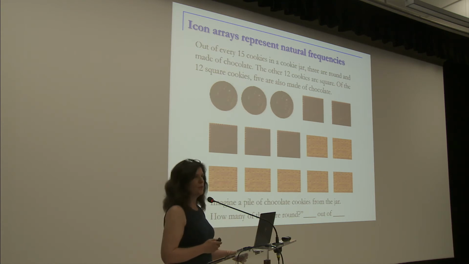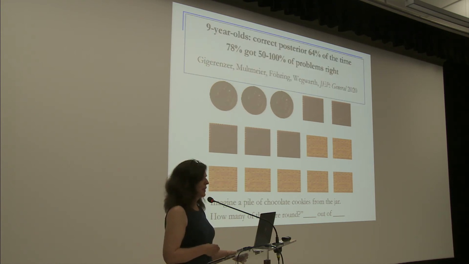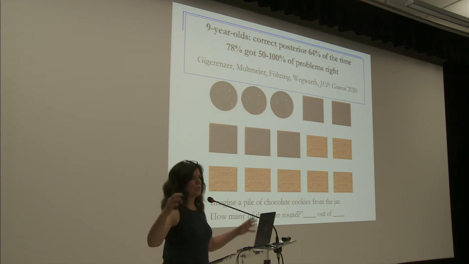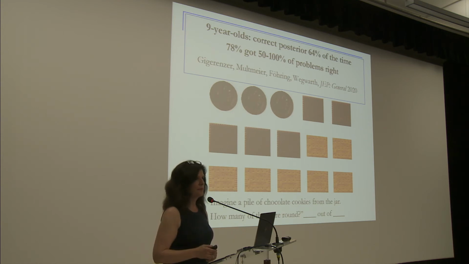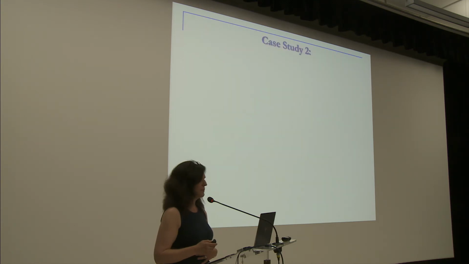How many of these are round? Blank out of blank. 9-year-olds get the numerically correct posterior probability 64% of the time. And 78% of those children, who were given 6 problems, got 50 to 100% of them right. So something was being missed by studying judgment under uncertainty under sodium, the conceptual equivalent of sodium vapor lamps.